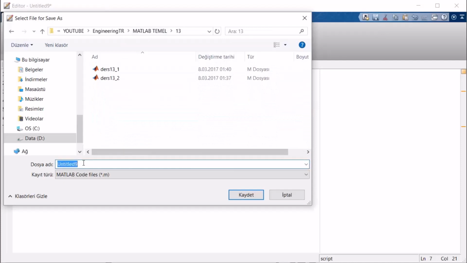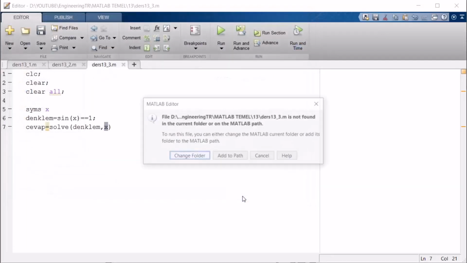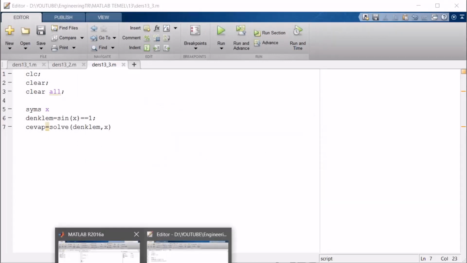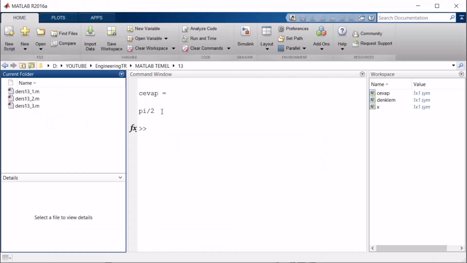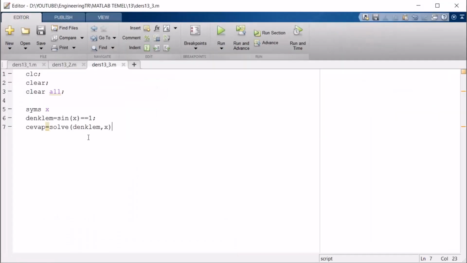Solve it according to x raised to 1. Let's figure it out. Let's save it here again as lesson 13.3. Let's see now. As you can see, our answer came in the form of p/2, guys. For example, let's do another example.